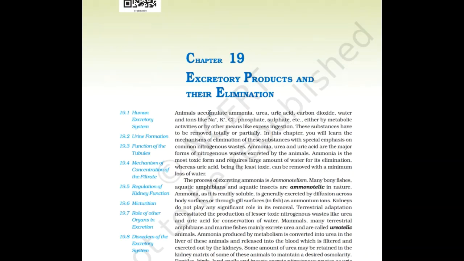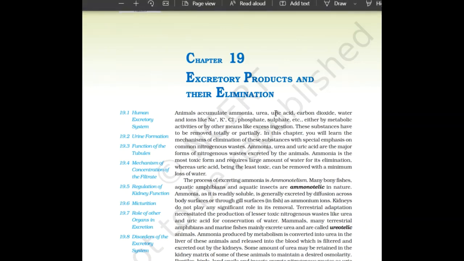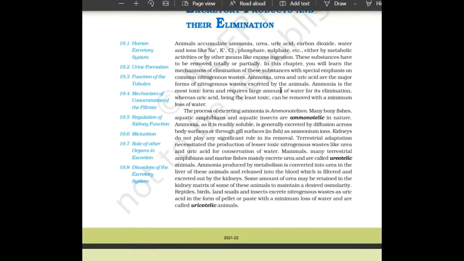In this video, we will discuss Chapter 19 of 11th NCERT Biology, Excretory Products and their Elimination. So all NEET aspirants must watch this video. In this video, we will read the chapter and discuss the important points from the exam point of view. So without further delay, let us discuss this chapter, Excretory Products and their Elimination.